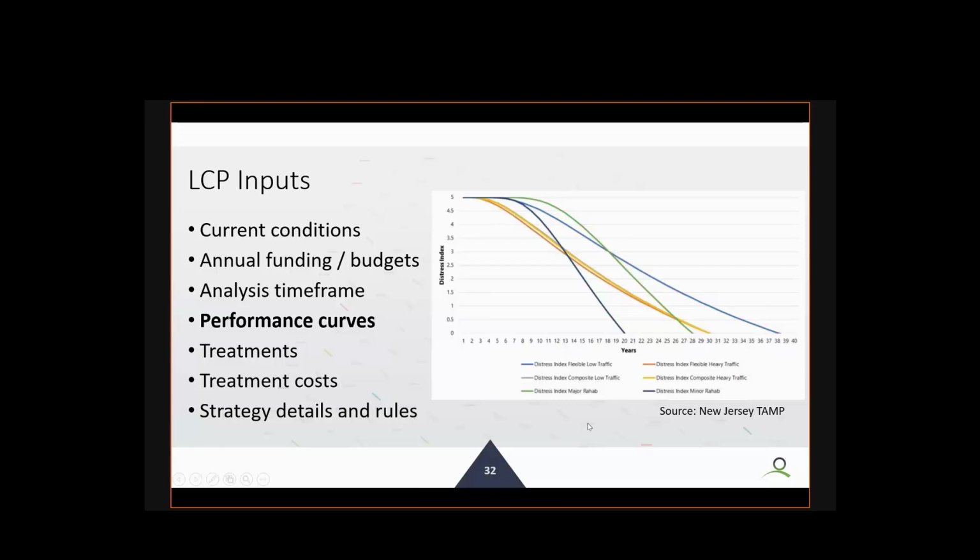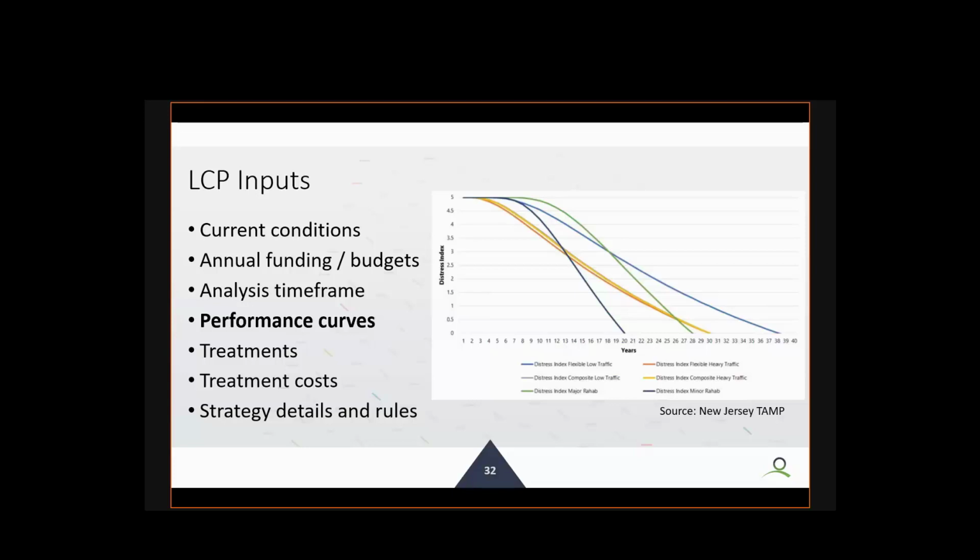So state DOTs, typically for pavements and bridges, will have lots of performance curves for assets of different types that are located in different locations and under different loading. This is an example from New Jersey, a DOT, that shows different types of pavement under different types of loading and how quickly they decline. So you can see pavements failing anywhere from 20 to about 40 years, depending on those differences.